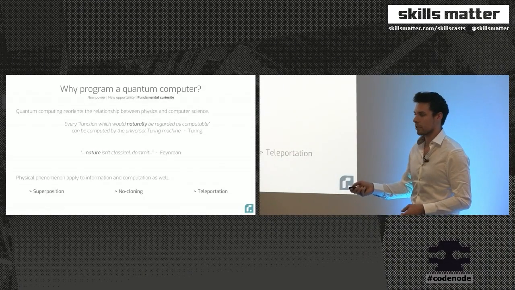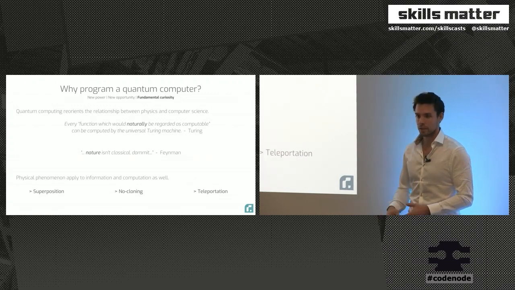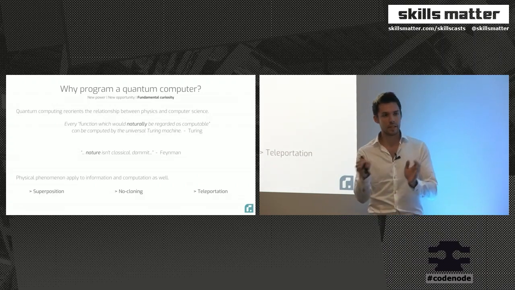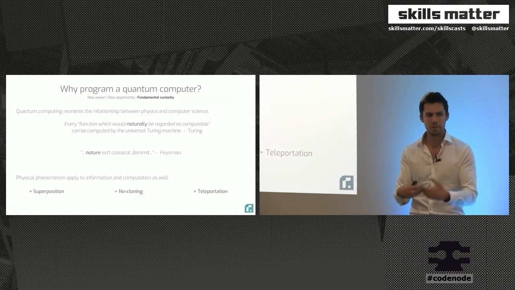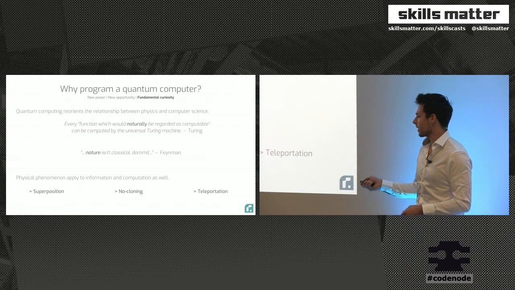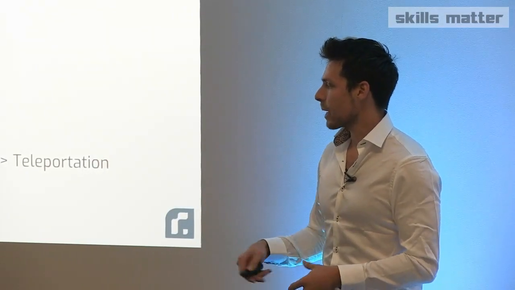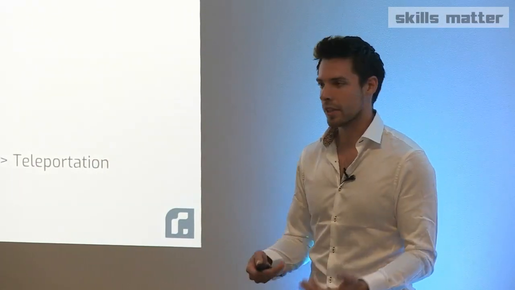Things like superposition, being in two states at the same time. No cloning, which says that there's no way to exactly copy any hunk of quantum memory, which implies something about a uniqueness of systems and a uniqueness of information in quantum. And teleportation, right? These are interesting concepts at an abstract level, but now we can turn them into technology that can do things.